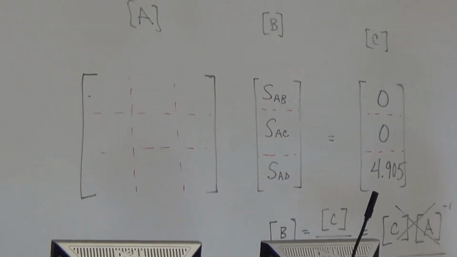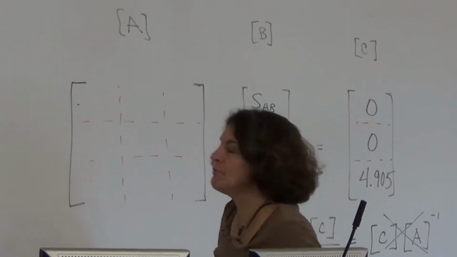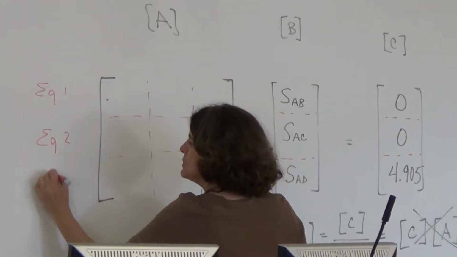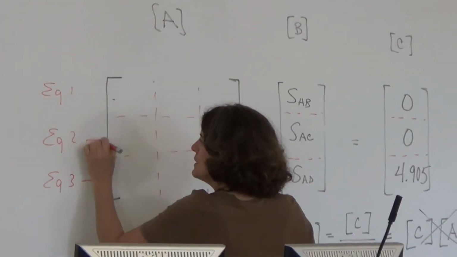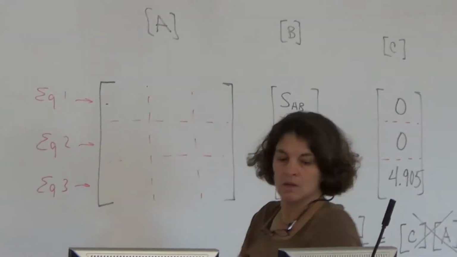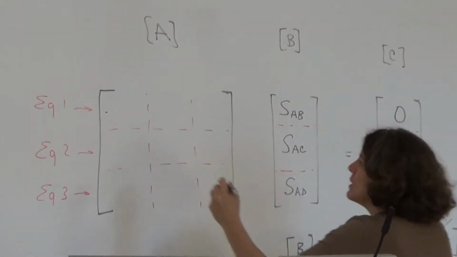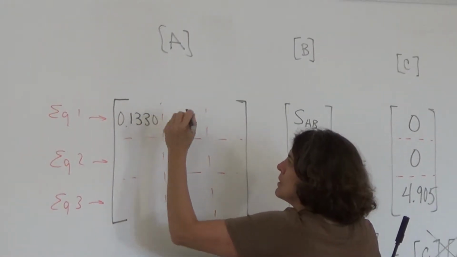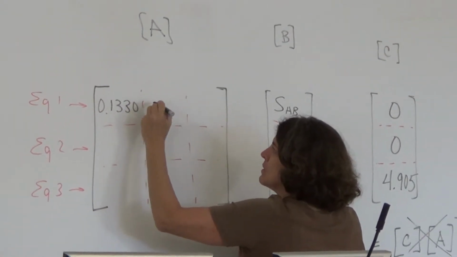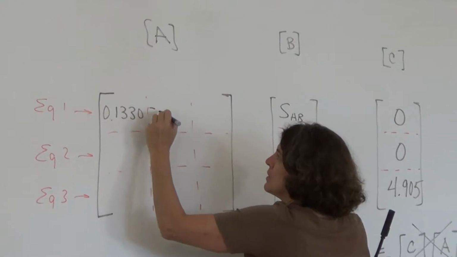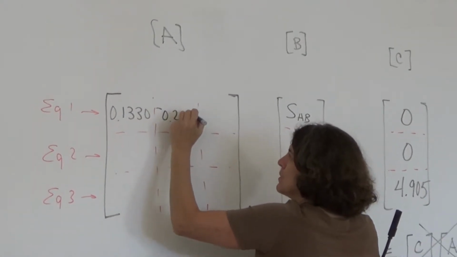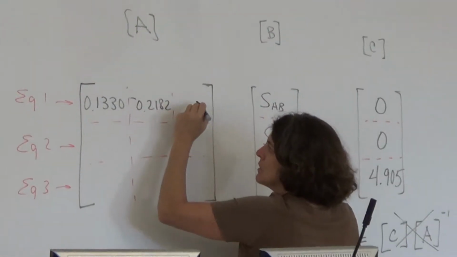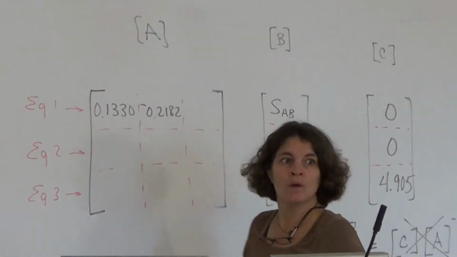David, you want to walk me through the first row? Equation 1, equation 2, equation 3. That is 0.1330, and then negative 0.2182. 2, 1, 82. I don't know after that. I don't remember matrices at all.